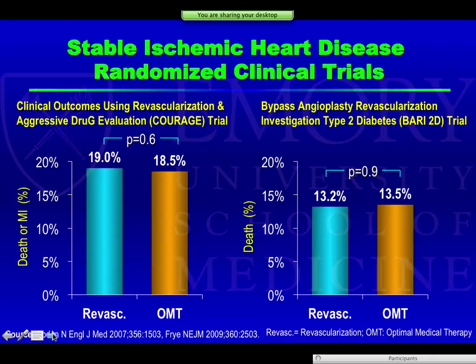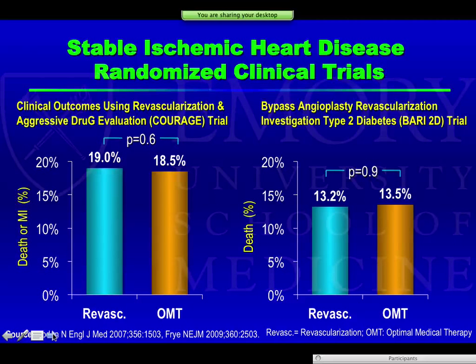So everybody in this room knows about both of these trials. We participated in both of them, the COURAGE trial as well as the BARI 2D trial. The COURAGE trial on the left was published in 2007. It's a number of years old, but the evidence is still far-reaching and very impactful on the field of cardiovascular medicine. If you look at the COURAGE trial results, you can see that the p-value between those patients randomized to revascularization plus medical therapy compared to medical therapy alone was 0.6, not even close to being significant or trending in one direction or the other.